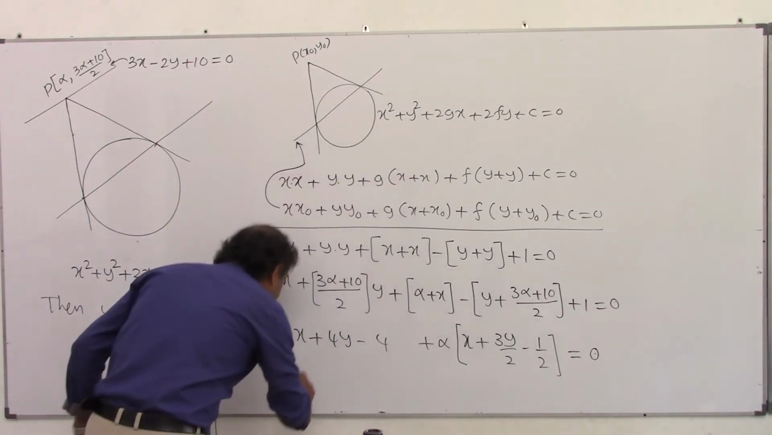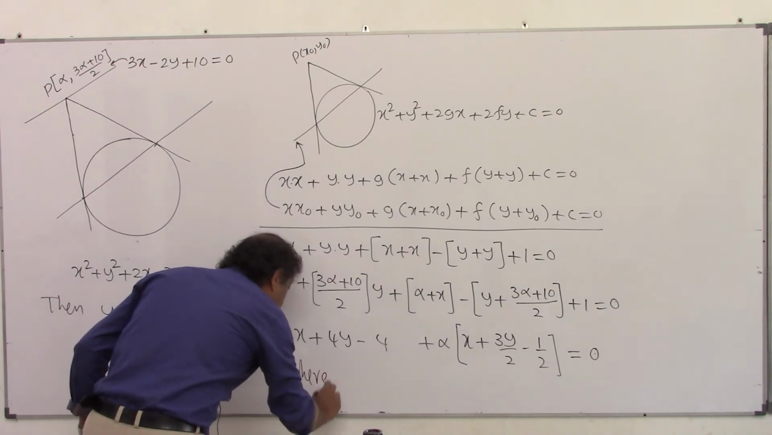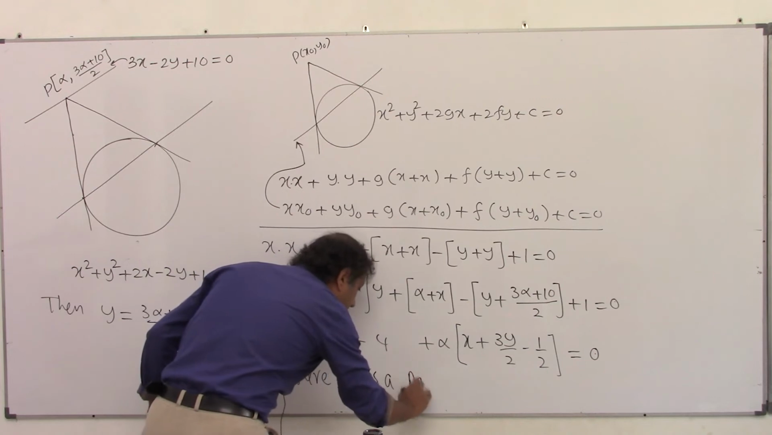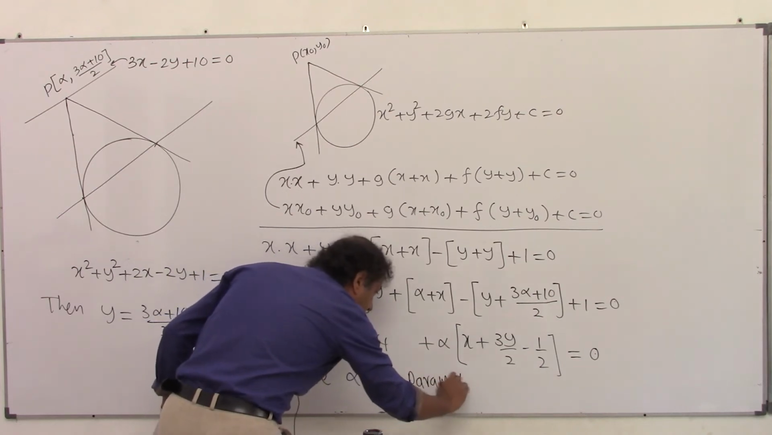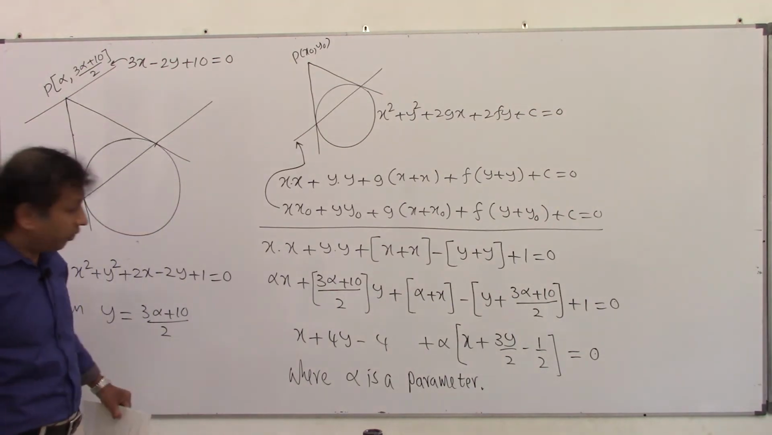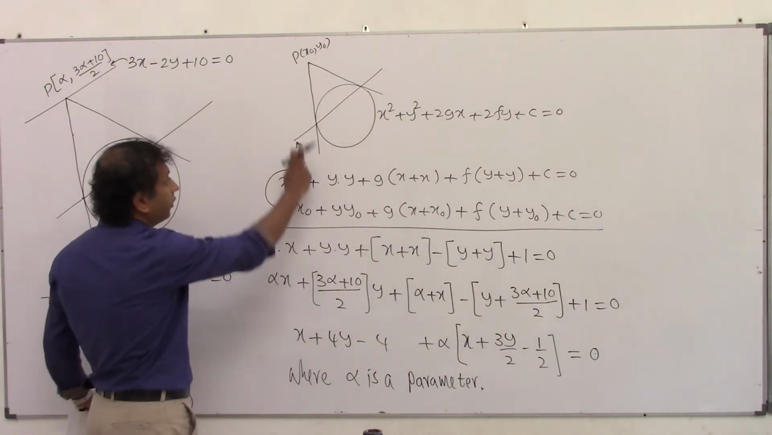Alpha is a parameter, right. Now this is the equation of what? This chord.